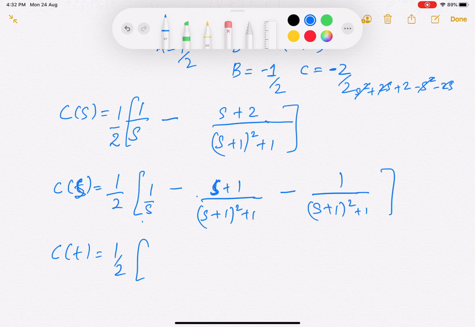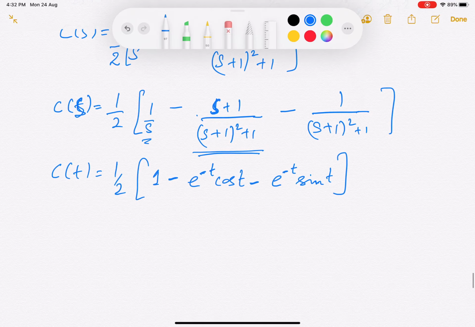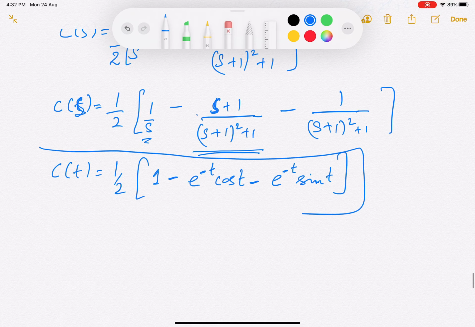The inverse Laplace of 1 by S would be 1. The inverse Laplace of (S plus 1) divided by (S plus 1) whole square plus 1 is going to be e to the power minus t cos t. Omega is 1, A is 1. And then this would be e to the power minus t sine of t. Now this is your C(t).